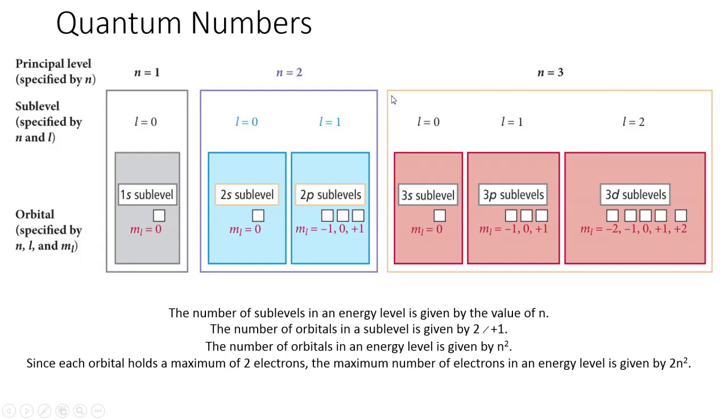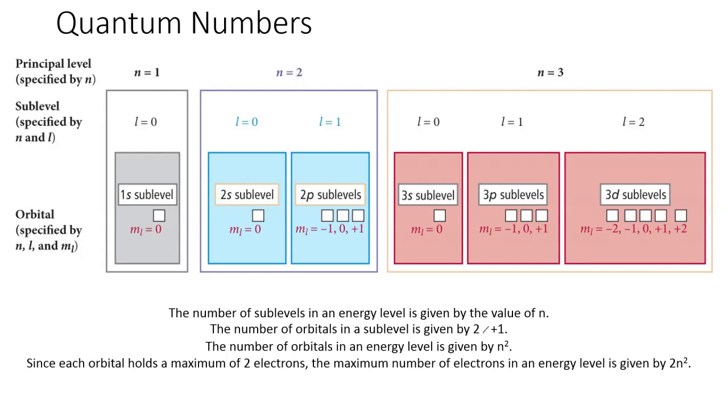To summarize some of the things that I've just shown you, the number of sublevels in an energy level is given by the value of n. Look at the diagram. If n equals 1, there's one sublevel, the S. If n equals 2, there are two sublevels, S and P. If n equals 3, there are three sublevels, S, P, D, etc. The number of orbitals in a sublevel is given by the equation 2L plus 1.